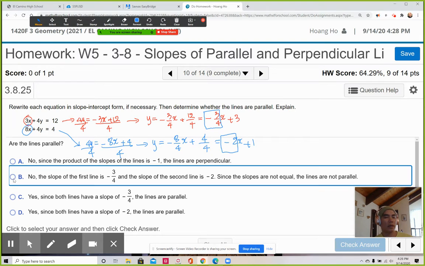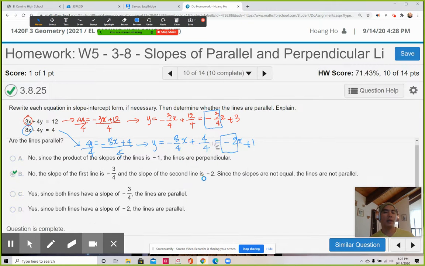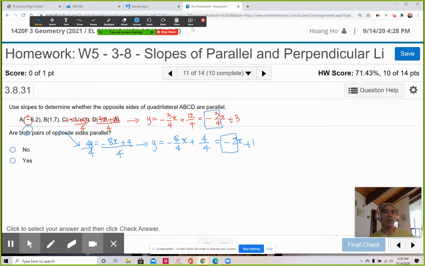Okay, right here. The first line, the slope is negative 3 over 4, and the slope of the second line is negative 2. Since the slopes are not equal, the lines are not parallel. All right, so we're done with that. Four more questions and then we're done.